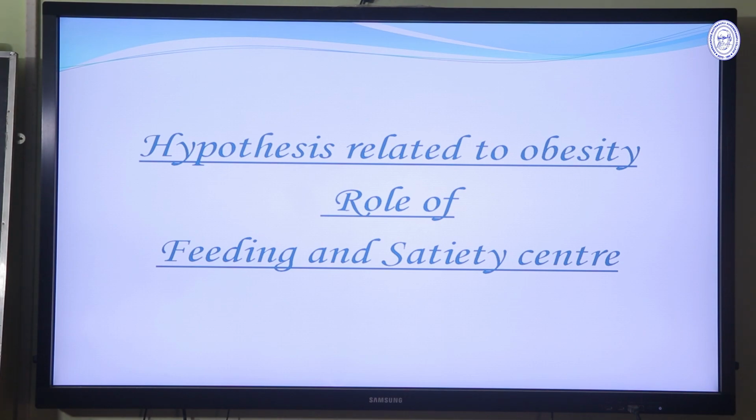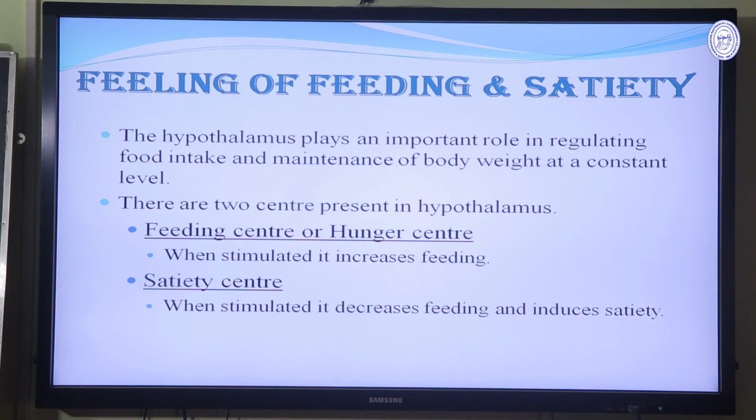So, there are some hypotheses related to obesity and the role of feeding and satiety centers in its occurrence. Now, what are the feeding center or hunger center and the satiety center? The hypothalamus in our brain plays a very important role in regulation of food intake and maintenance of body weight at a constant level. There are two different centers in the hypothalamus. One is the hunger center or feeding center, which when stimulated increases the feeling of hunger, and one is the satiety center, which when stimulated decreases the feeling of hunger and increases the feeling of satiety, or fulfillment.